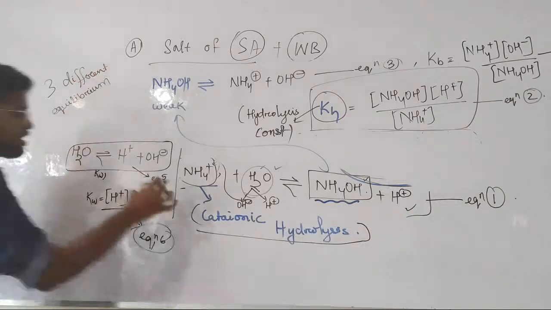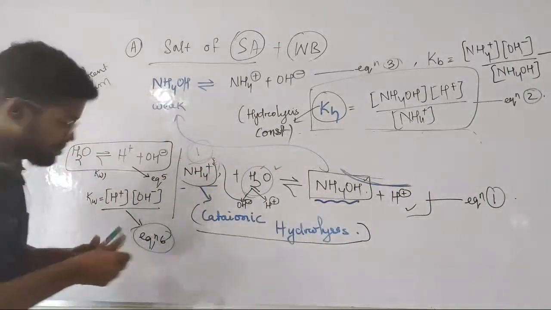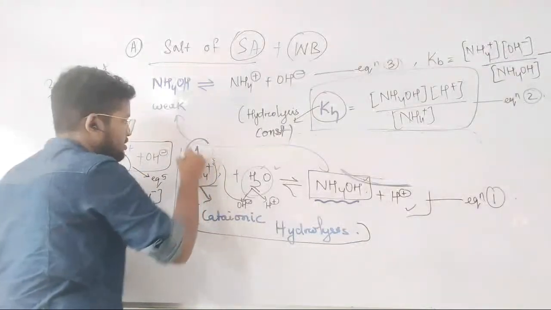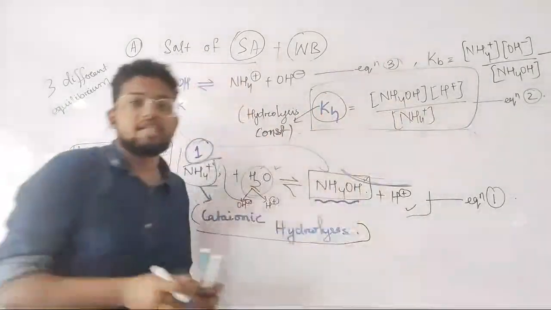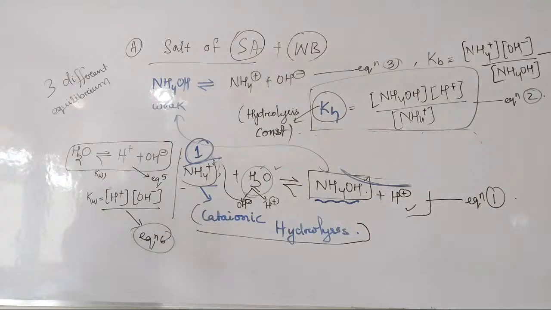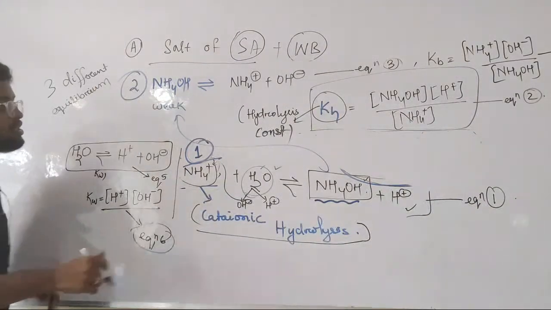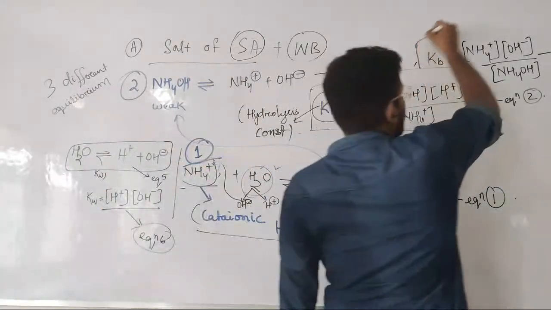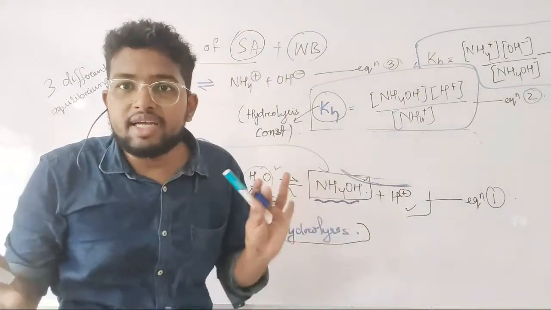First one is salt hydrolysis. First equilibrium is the salt hydrolysis one, where we have calculated the KH, which we have given as equation 2. Then the second equilibrium is the dissociation of the weak base, where we have calculated this Kb, and we all know what is Kb, right?